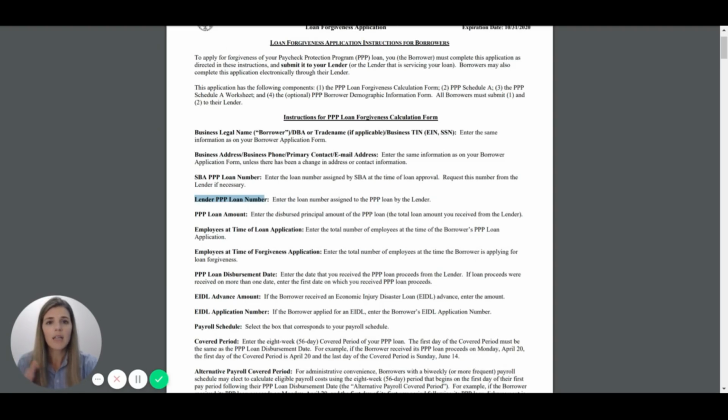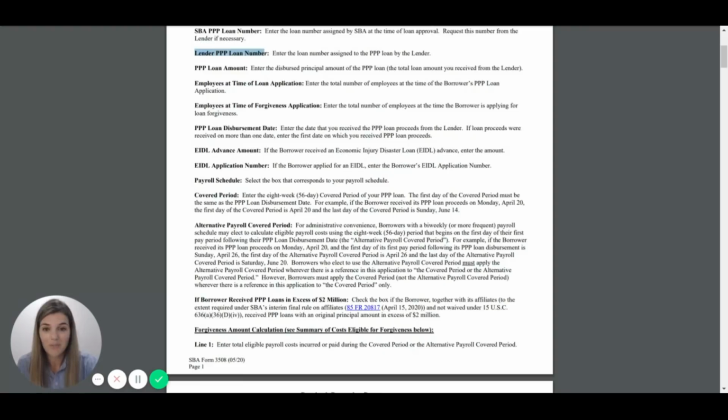So go ahead. Now is a really good time to just try to find those two numbers in your loan documentation and reach out to your bank if for some reason you can't find them, because it'll make it a lot easier right now because they're not being flooded with forgiveness applications. So go ahead and get those while you can.